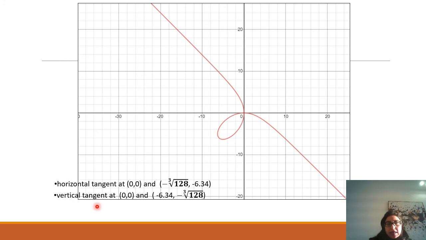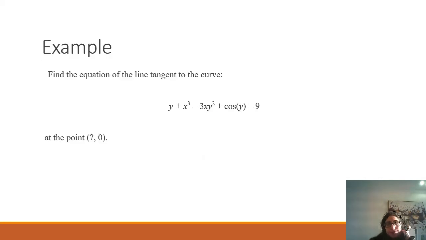What about the vertical tangent? Can I draw a vertical tangent at 0, 0? Yes, I can. I have here another slope that could be drawn vertical. What about minus 6.34? I think it's here. And minus 5.0 something. It's this point. Yes, I can draw a vertical line here. So I am correct. Okay.